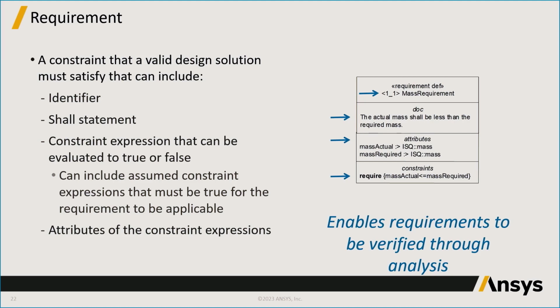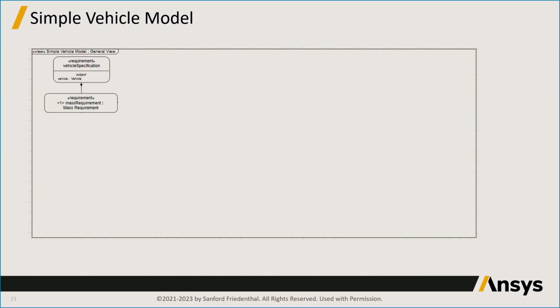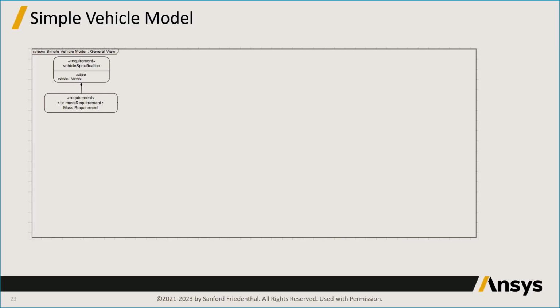So now let's pull some of these model fragments that I've been talking about together to show a simple vehicle model. So in the upper left here, you see a requirement called vehicle specification. So this would correspond to your entire specification on the vehicle. And I'm just showing one requirement, just the mass requirement. And this is a usage of the mass requirement that we were just looking at.